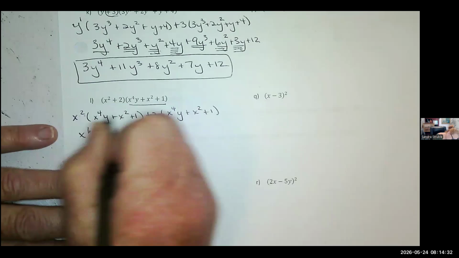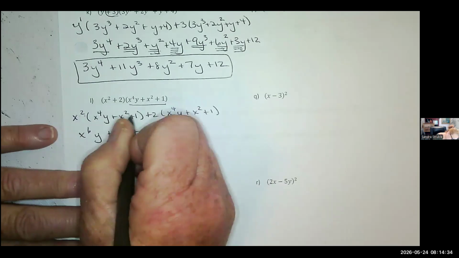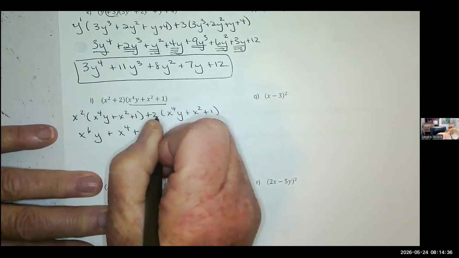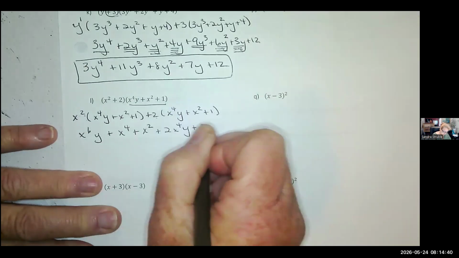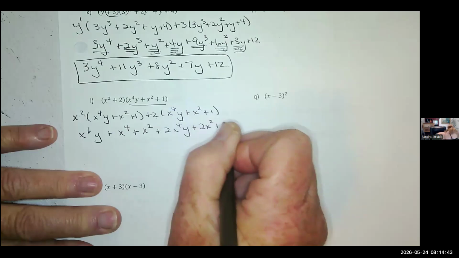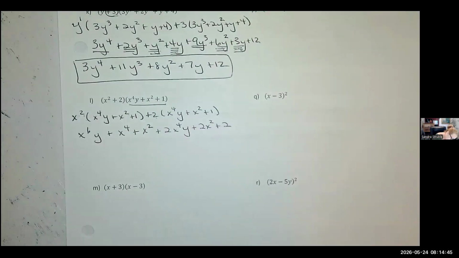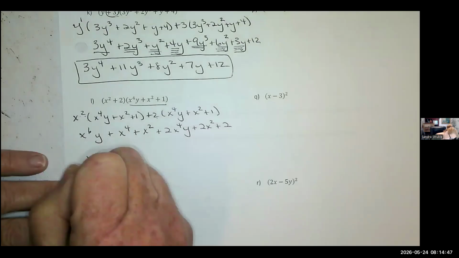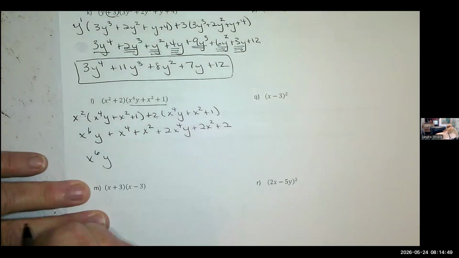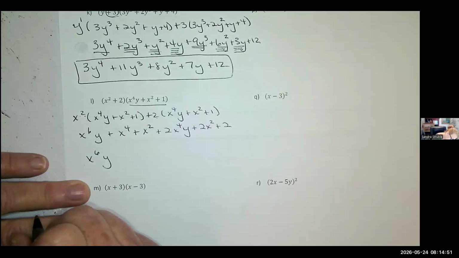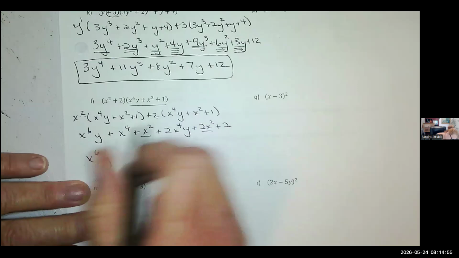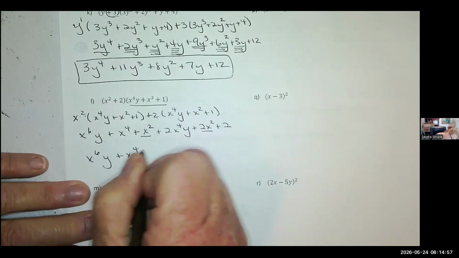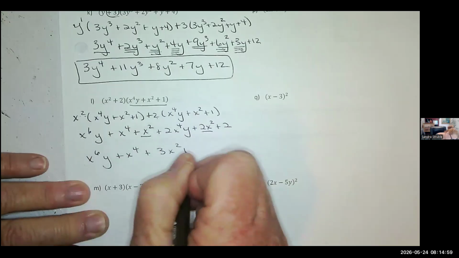X squared times 1 is just x squared. 2x to the 4th y. 2x squared plus 2. All right, combine like terms. There's only one x to the 6th. We can combine these. I think that's it. 3x squared. Bring everything else down.